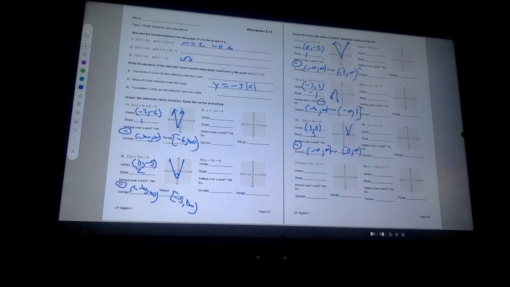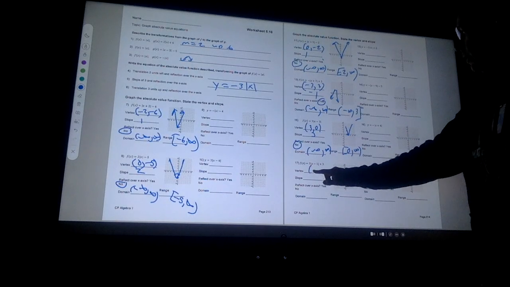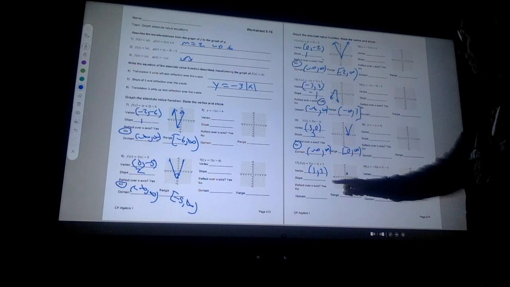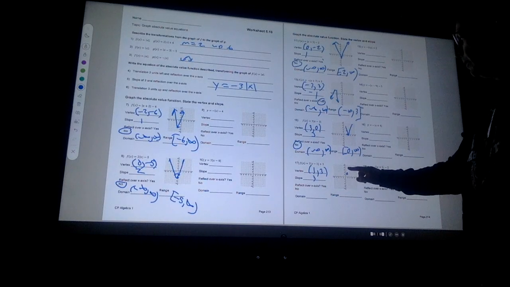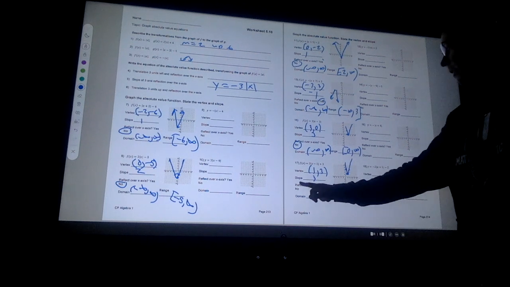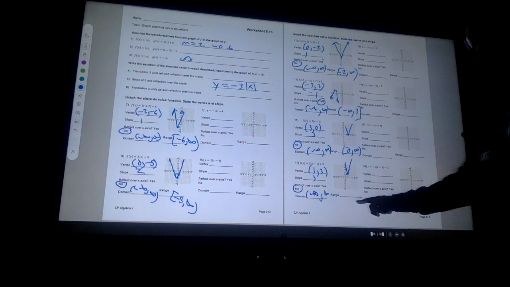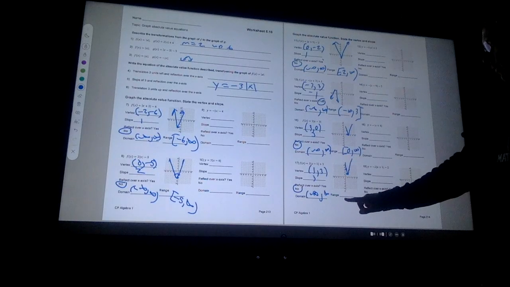Number 17, our vertex is 1, 3. Our slope is 3, so it's going to go up 3, right 1, left, like this. Reflect over the x-axis, no. Domain negative to positive infinity. Those are infinities. My finger's not working. And then the range is going to go from 3 to infinity.